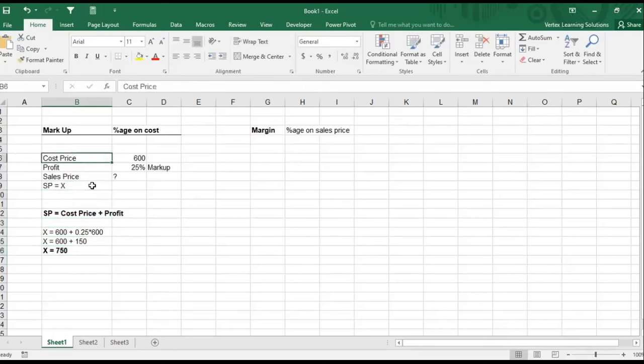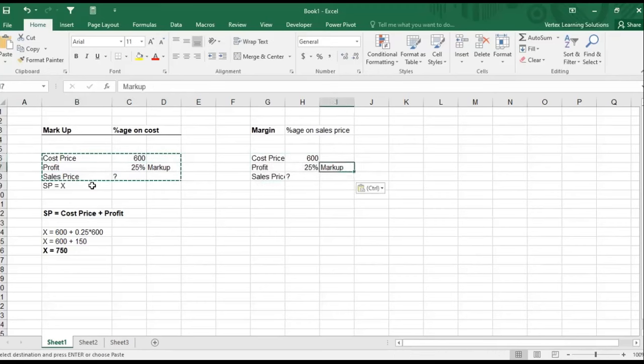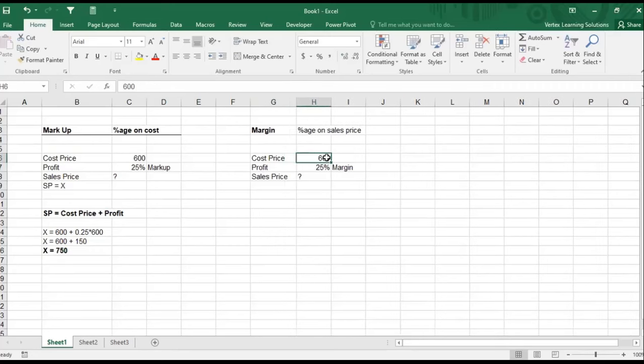Now that's easy, okay? It's not really difficult. Let's suppose that you have the same information, but you want to do it with margin. I changed some scenario. I'm putting the same information, like cost price is 600.